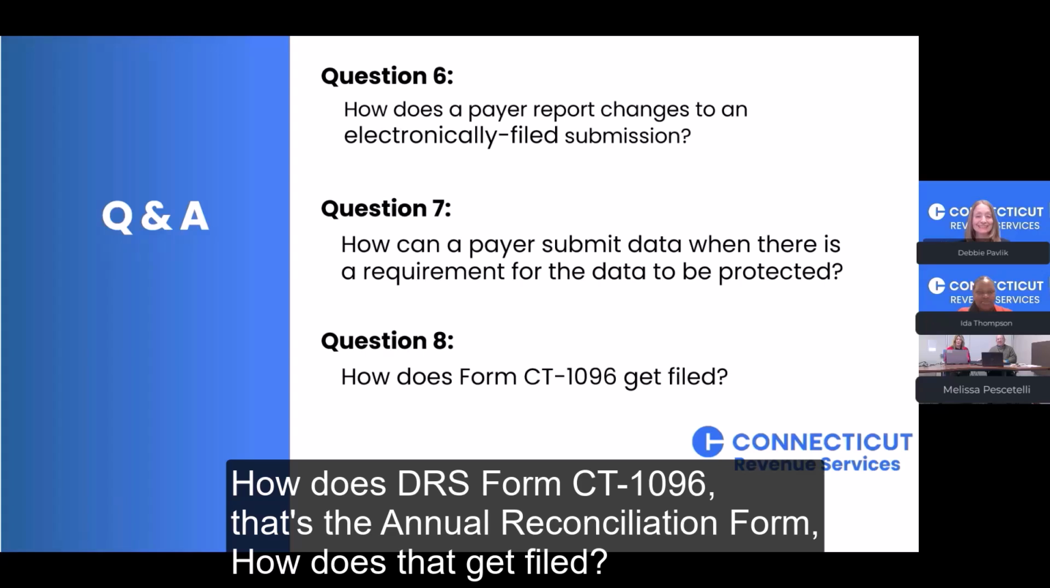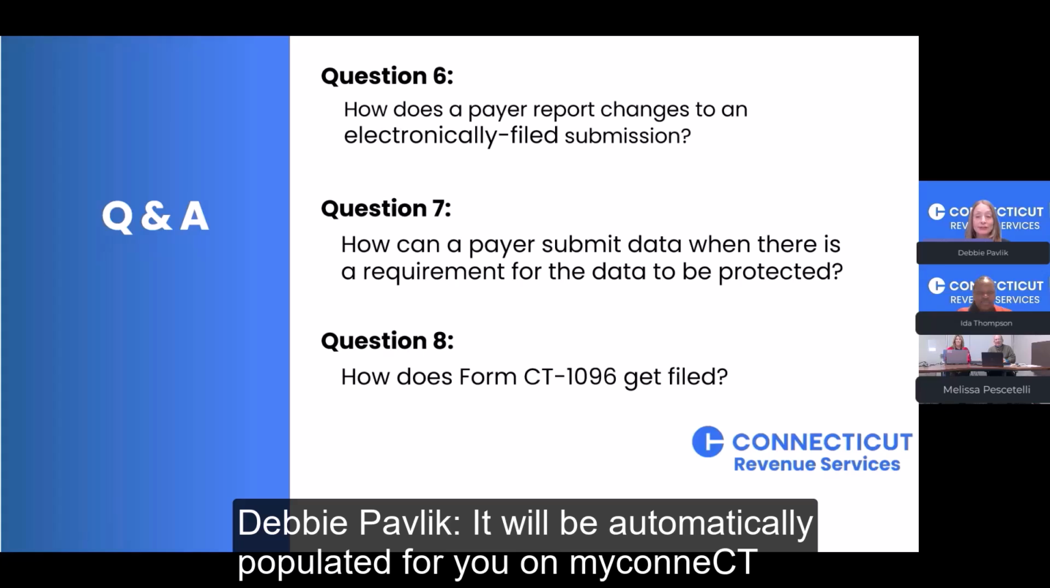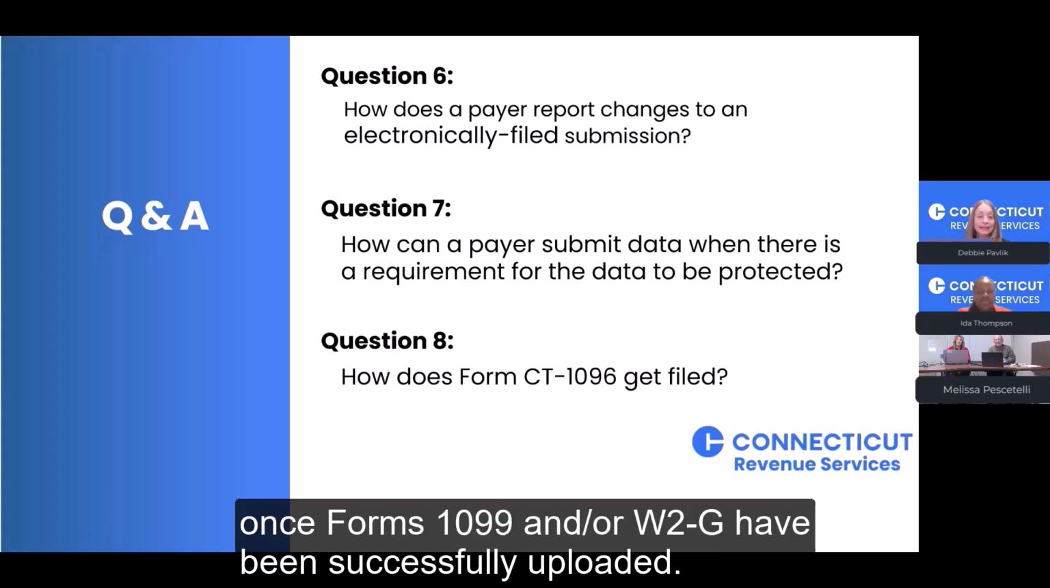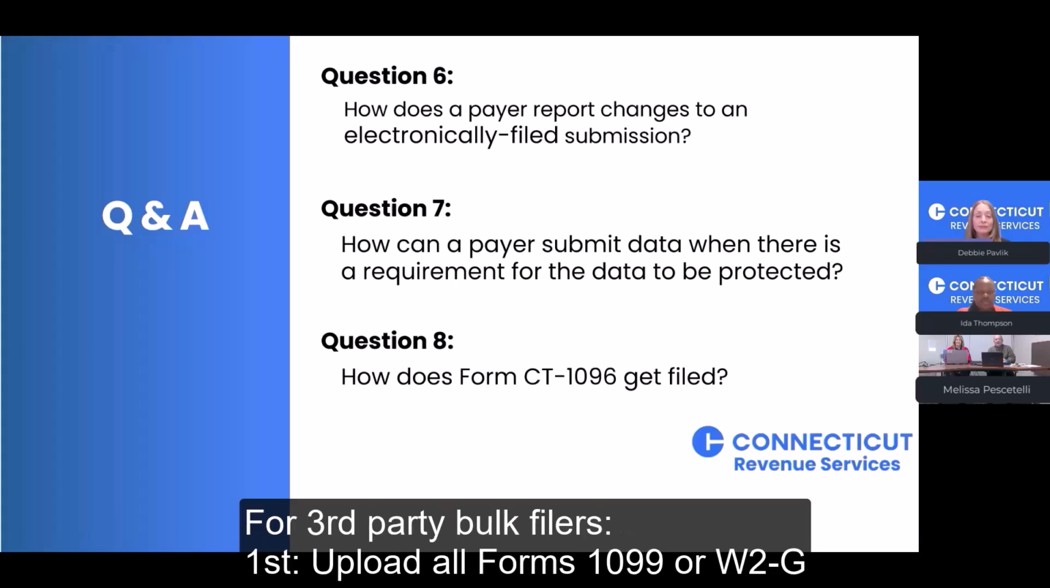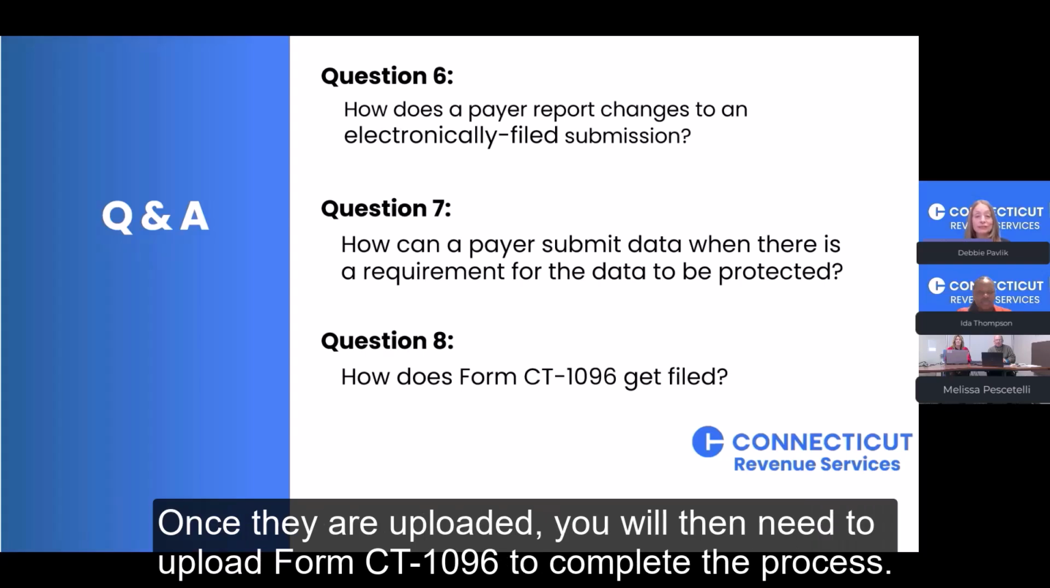How does DRS form CT 1096, that's the annual reconciliation form, how does that get filed? It will be automatically populated for you on My Connect once forms 1099 and/or W-2G have been successfully uploaded. You must verify all the figures and complete the quarterly breakouts. For third-party bulk filers, first upload all forms 1099 or W-2G. Once they are uploaded, you will then need to upload the form CT 1096 to complete the process.